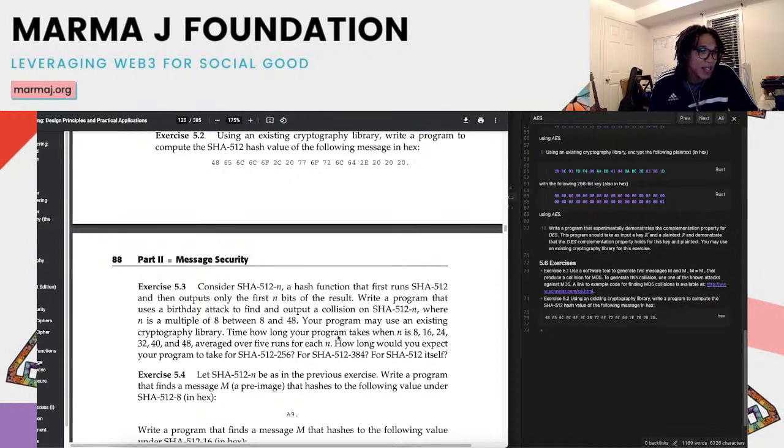Time how long it takes. How long would you expect your program to take for SHA-512-256, for SHA-512-384, for SHA-512 itself? So, aren't we saying here that the more you truncate, the more difficult it would be to find a collision?